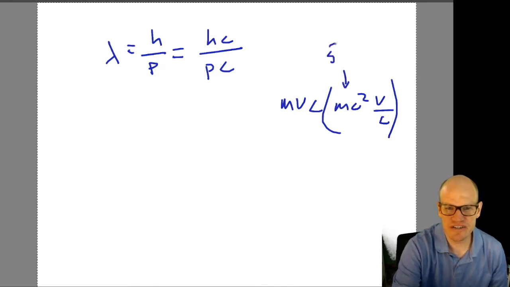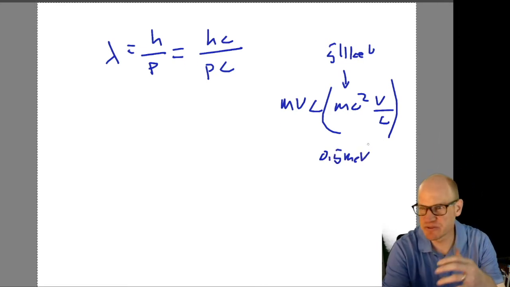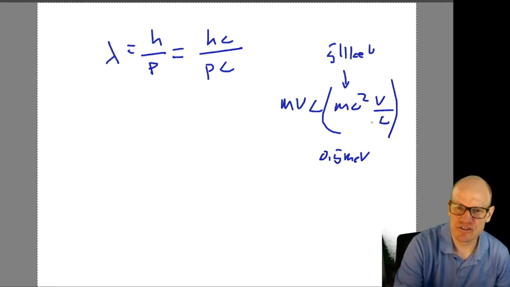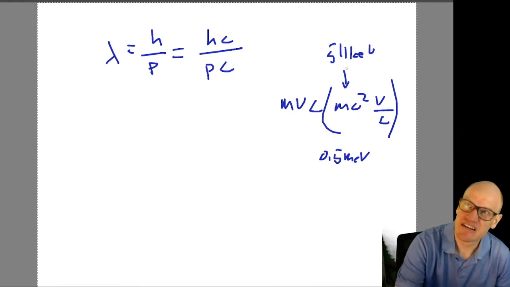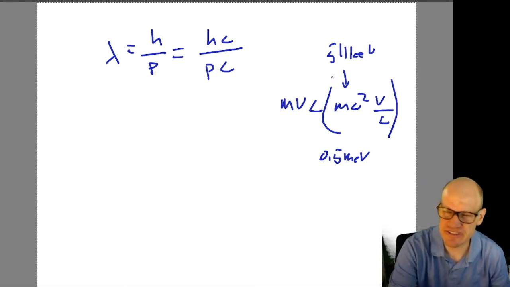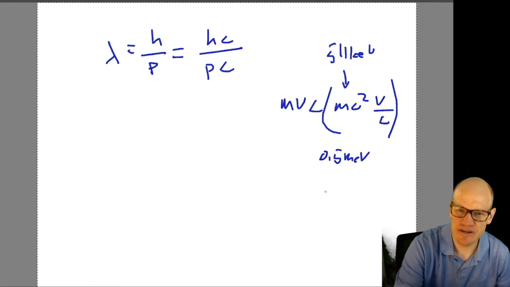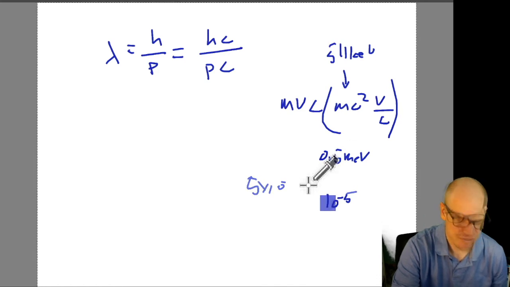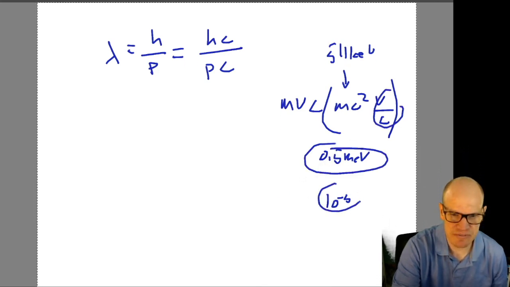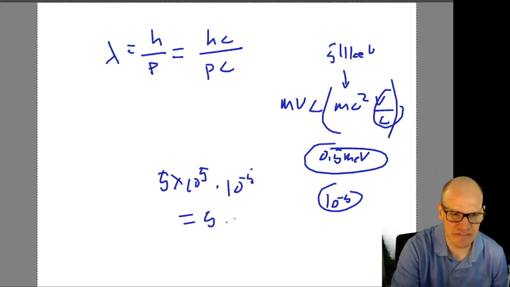Okay, and this one I know is 511 keV, which is about 0.5 MeV, and v over c, let's say that it's moving a pretty small fraction of the speed of light. The speed of light is 3 times 10 to the 8 meters per second. And let's say that we're beaming this from a cathode ray tube or something like that, so it's going to be way less than that. So maybe v over c is 10 to the minus 5. This is 5 times 10 to the 5 eV, times 10 to the minus 5, which gives us 5 electron volts.